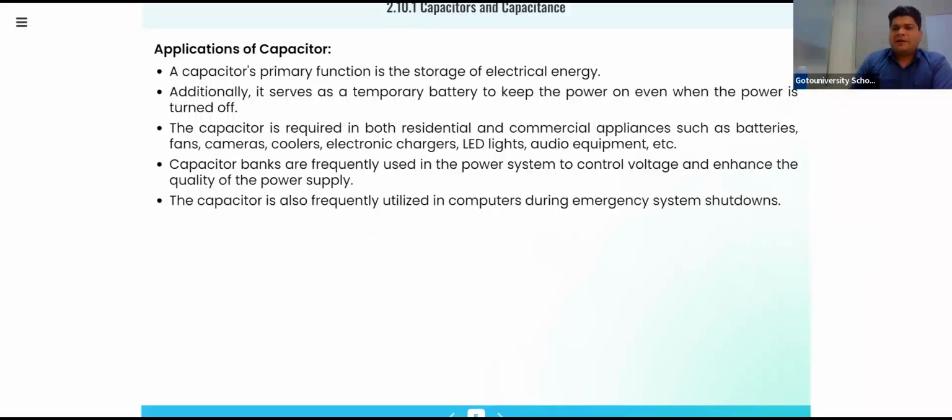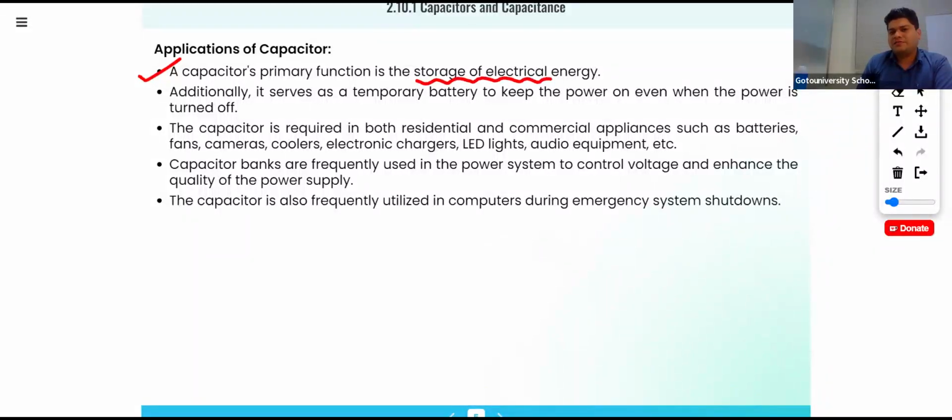What are the applications of a capacitor? It has many applications. We'll see some basic applications. The first application is that the capacitor's primary function is the storage of electrical energy. Additionally, it serves as a temporary battery to keep power on even when power is turned off. If it can store electrical energy, then when we don't have any power we can use its stored power. It's a kind of temporary battery.